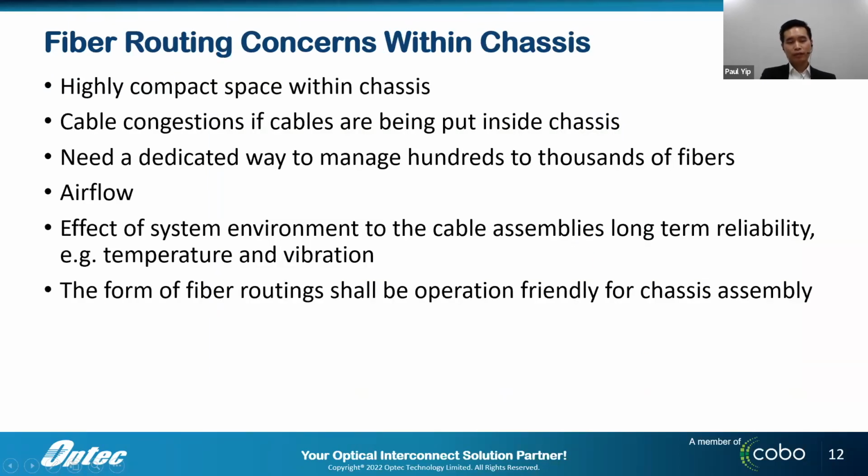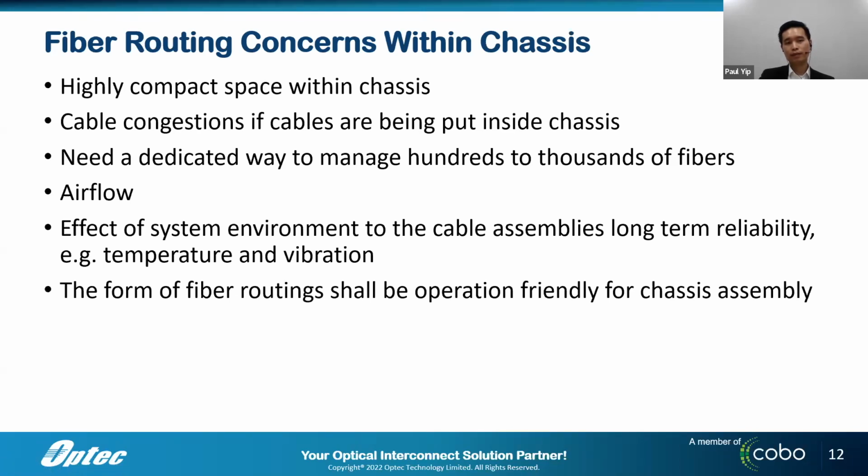With fiber routing inside the chassis, we know the space is very limited, and cable congestion will come up if we use large cables. So how can we not just manage those fibers, but also improve airflow? As we all know, heat is the biggest challenge for every data center, and it causes a lot of power consumption as well. So hopefully the flexi circuit can help with that.